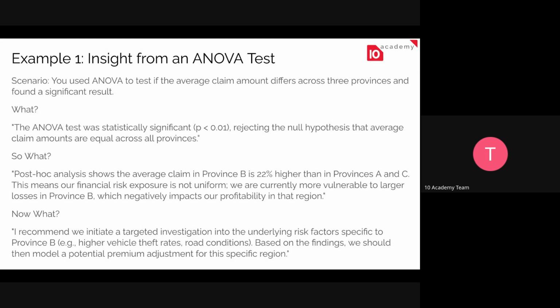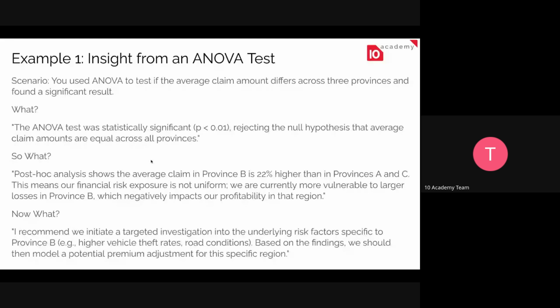So assume that you have done the test and you have seen the result. Just to refresh your mind, the null hypothesis is that there is no difference between the average claim among these three provinces, and the alternative is that there is a significant difference in average claim among the three provinces. The result after you have done this is that the ANOVA test is statistically significant, with a p-value of 0.01. So this means rejecting the hypothesis that the average claim is equal across the provinces. You have rejected the null hypothesis that the average claims are equal.